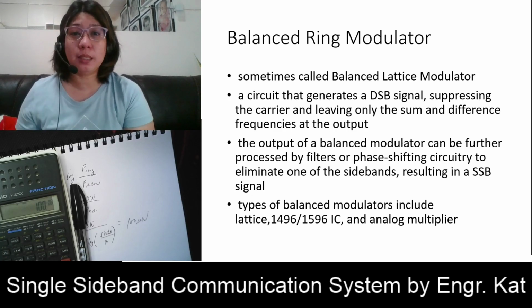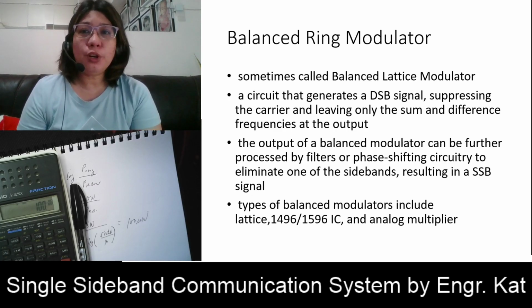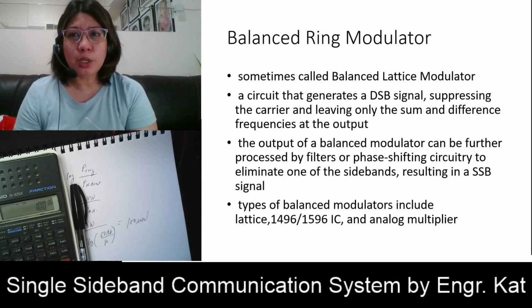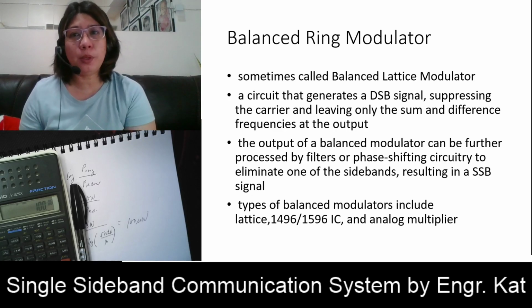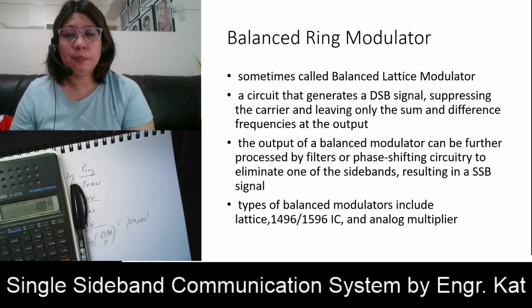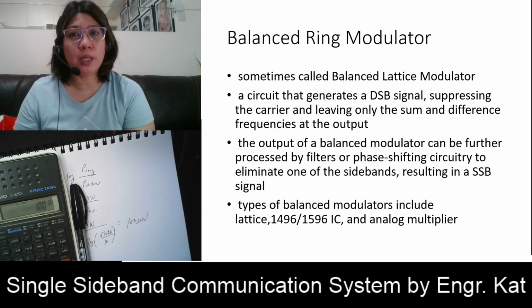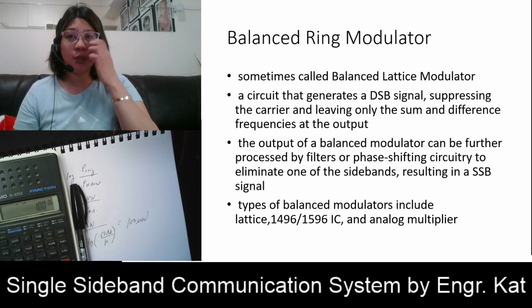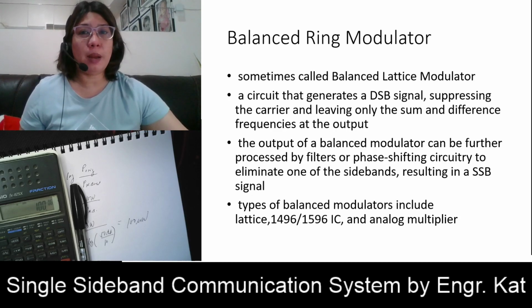So we still need to have another, additional circuit so that we can eliminate one of the sidebands. Okay, so there are different types of balanced modulators, which include the lattice, which we're going to discuss for today, and then we have the 1496-1596 in the form of an integrated circuit, and we also have an analog multiplier.